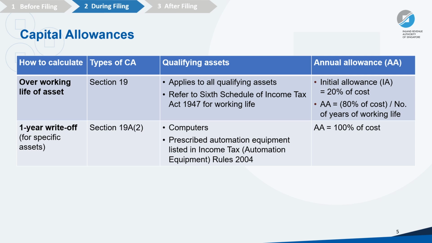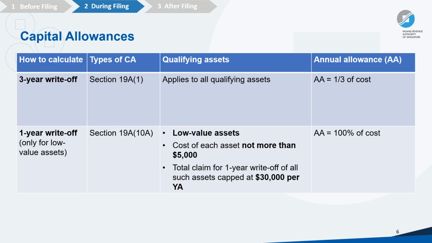As such, Section 19A was subsequently introduced to speed up the capital allowance claim. Section 19A(2), the one-year write-off, is for prescribed automation equipment such as computers. You can find the list of prescribed automation equipment in the Income Tax Act. The 3-year write-off is for qualifying assets such as furniture and fittings, machines as well as vehicles such as trucks, vans and lorries. Lastly, we have the 1-year write-off for low-value assets.